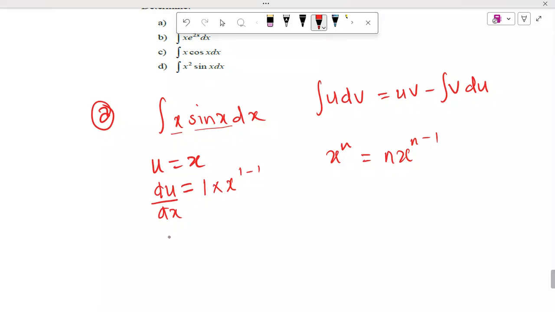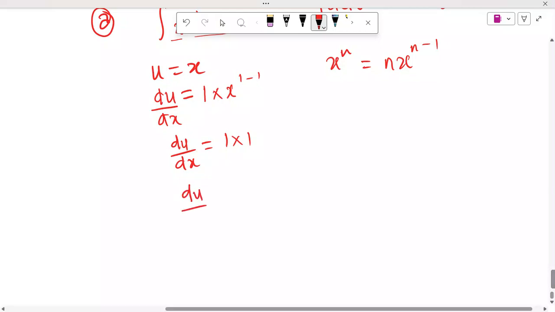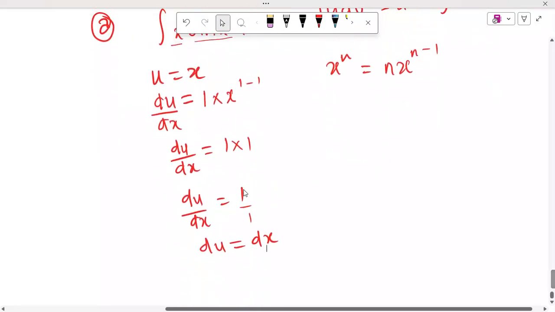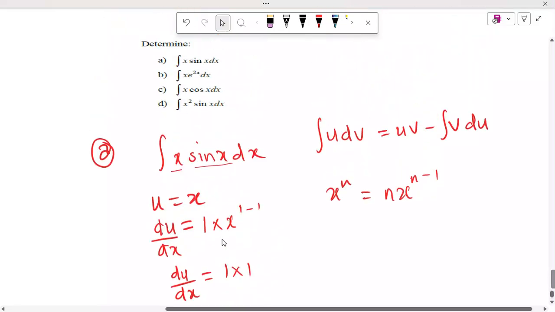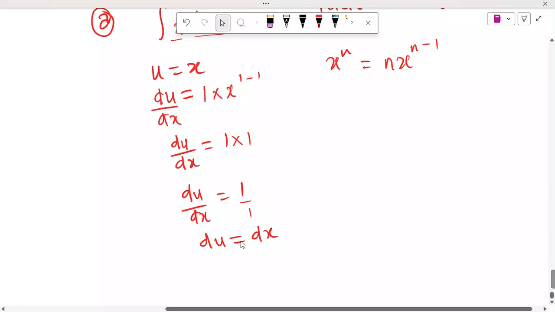We are differentiating u with respect to x. So du/dx is equal to 1 times x to the power 1 minus 1, which is 0. Anything raised to power 0 is 1, so it's 1 by 1. So du over dx is equal to 1. You can cross multiply, meaning du is equal to dx. Okay, du is equal to dx. So where there is du, we know what du is. du is just the same as dx.